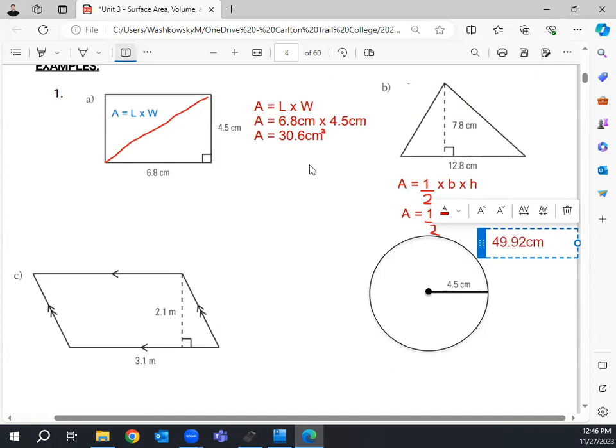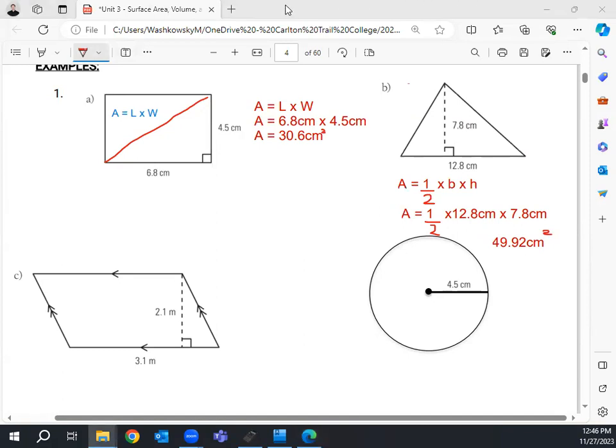.92 centimeters squared. Come on, computer.